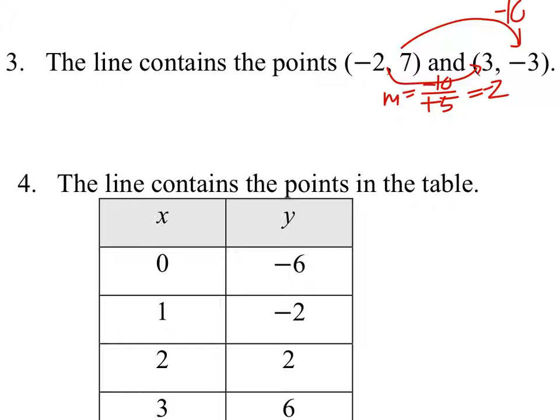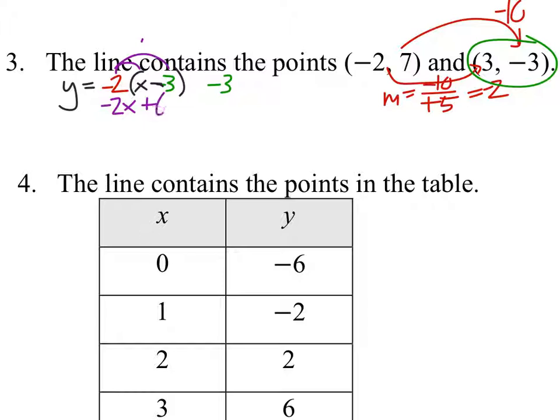So again, we'll use point slope form. y equals the slope, -2 times x minus, this one we'll use 3, -3, so x minus the 3, and then minus that -3 up in here. So again, we'll simplify this to get slope-intercept form. -2x plus 6 minus 3 equals y. And then fully simplified, we got y equals -2x plus 6 minus 3, which would be +3.